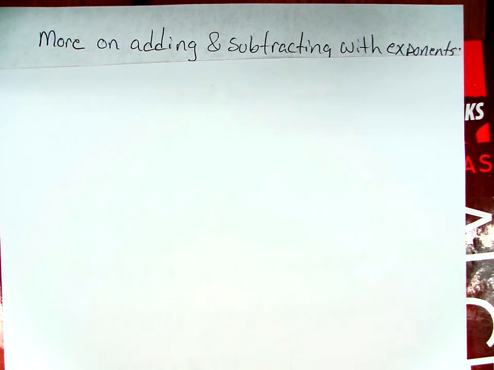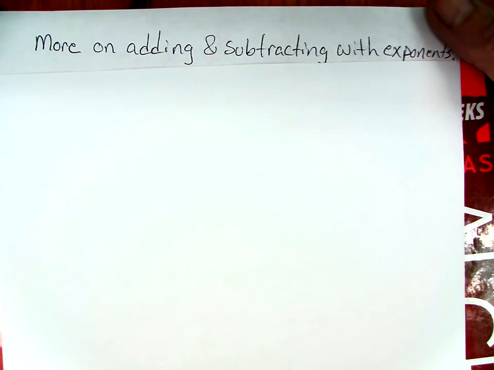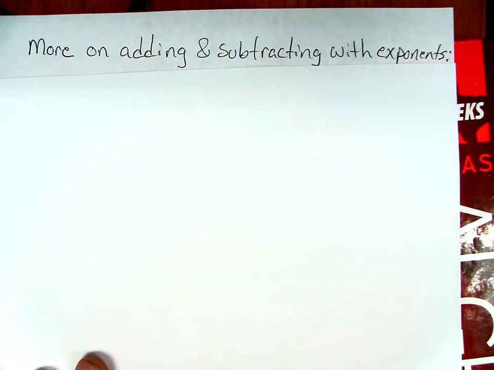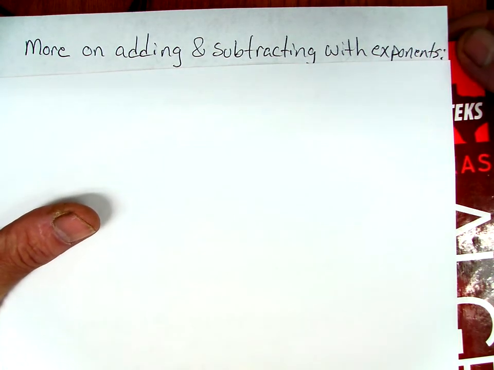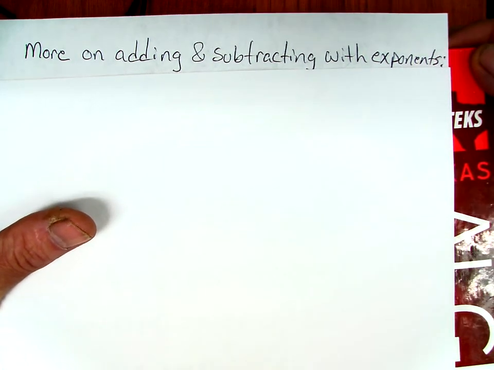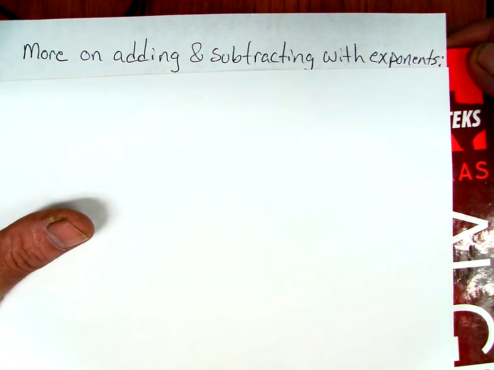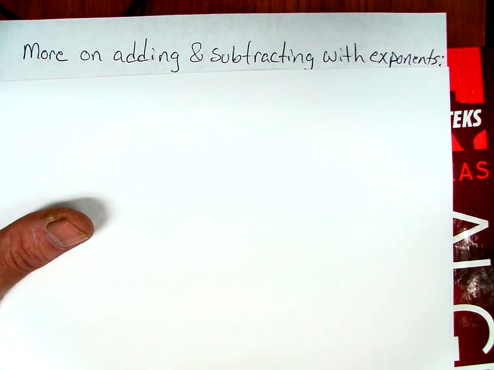Okay, here we go. More on adding and subtracting with exponents. This doesn't have to be extremely difficult if you just take your time and make sense of what you're doing. We've already determined in the last lesson that to add or subtract exponents, the bases have to be the same, the exponents have to be the same. Coefficients do not have to be the same.